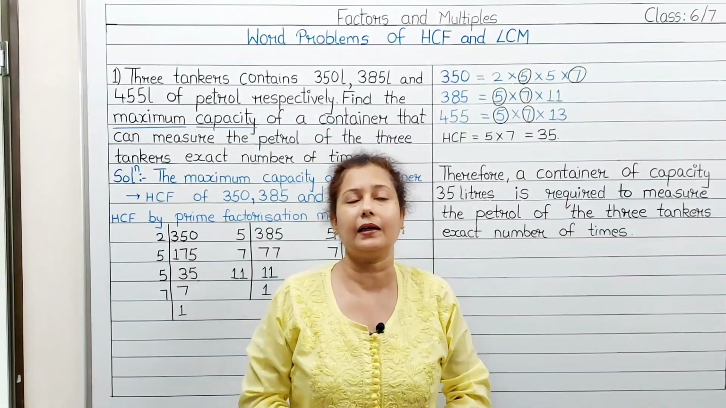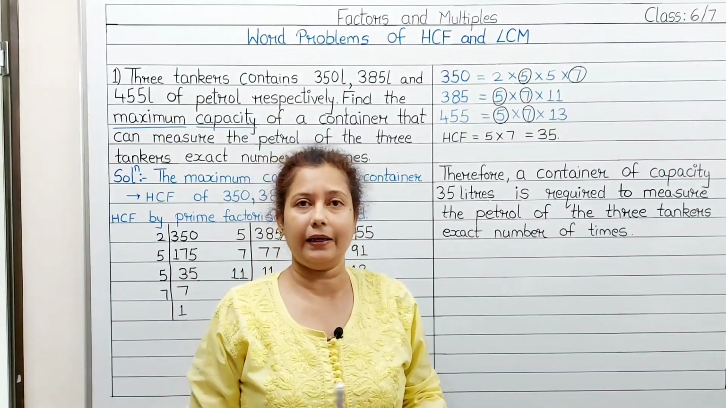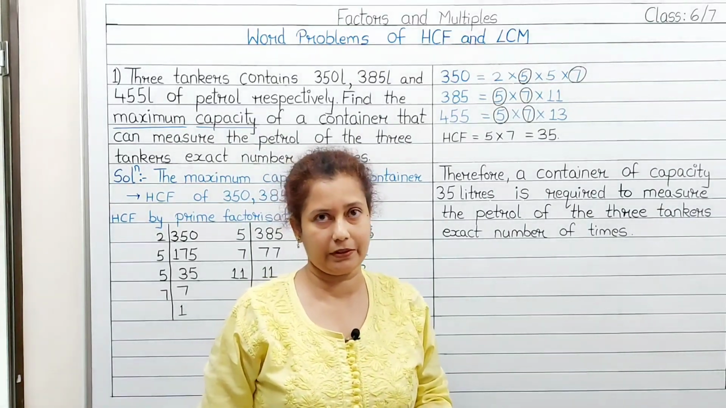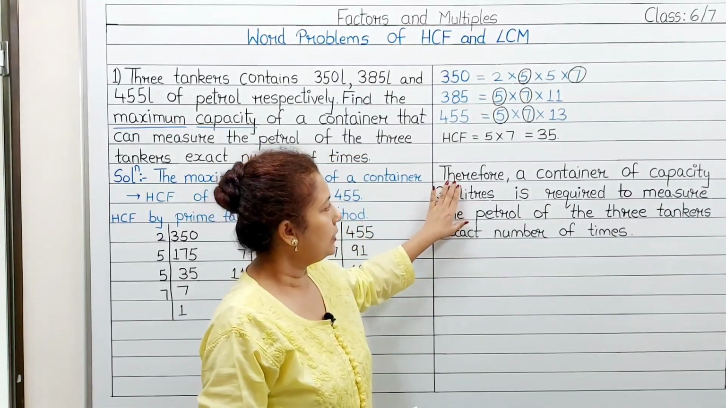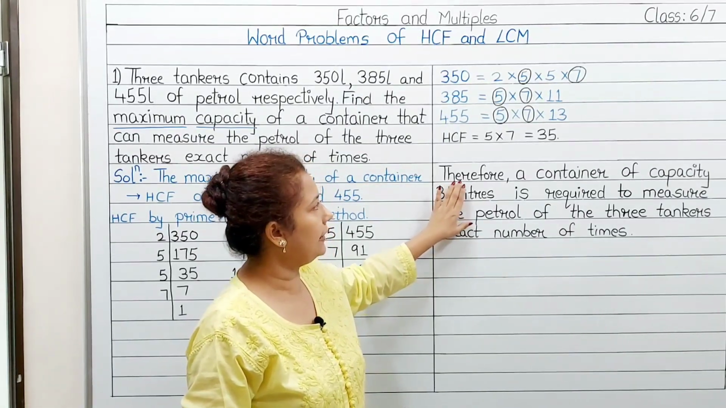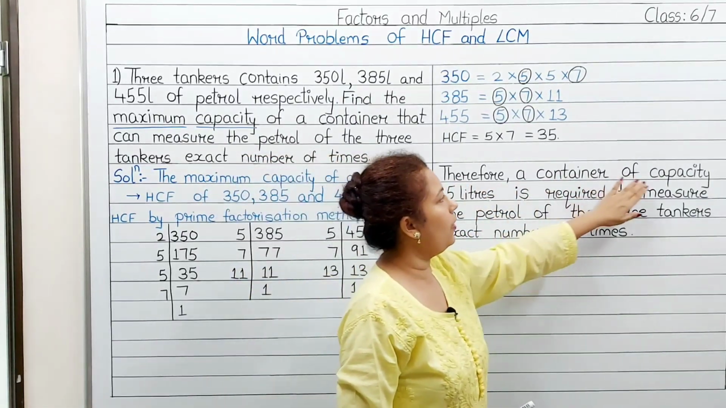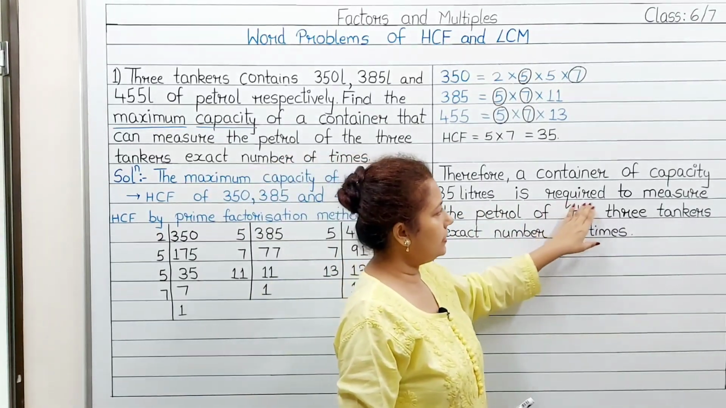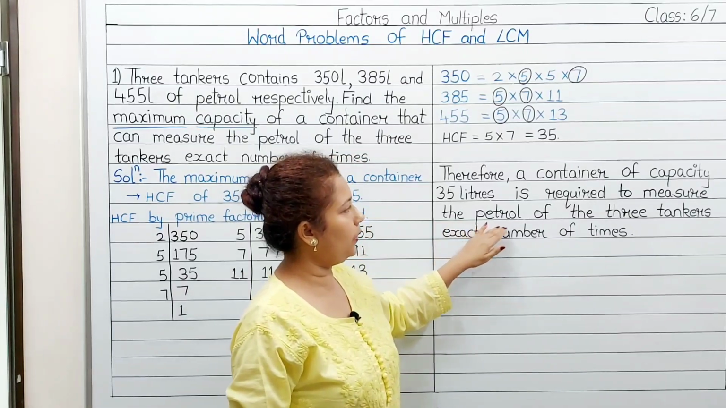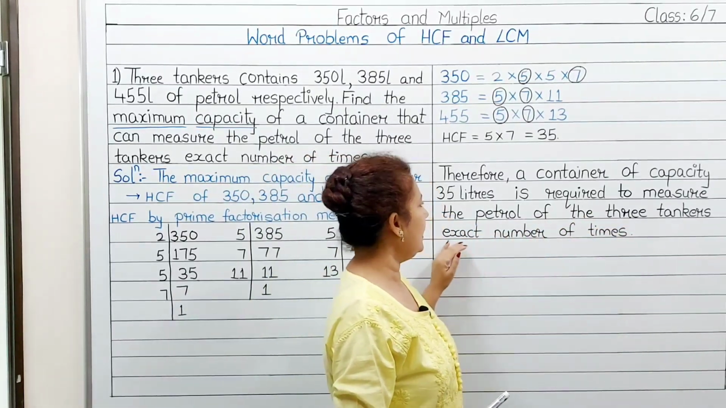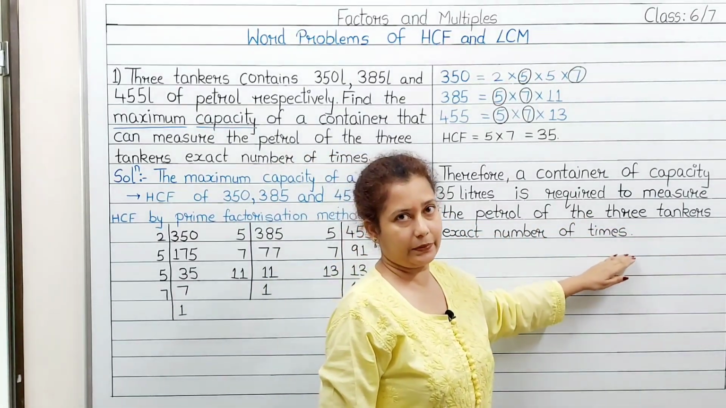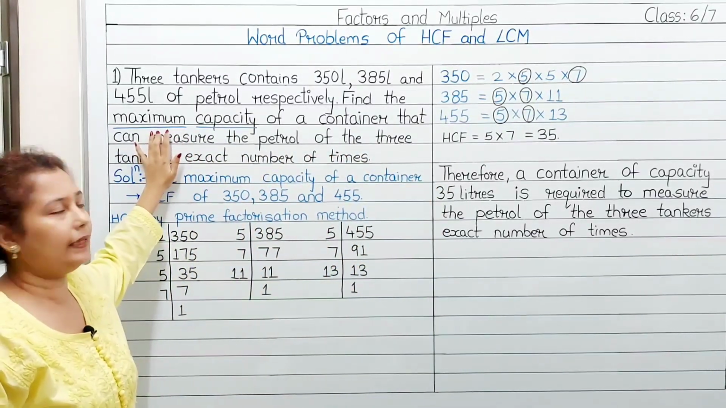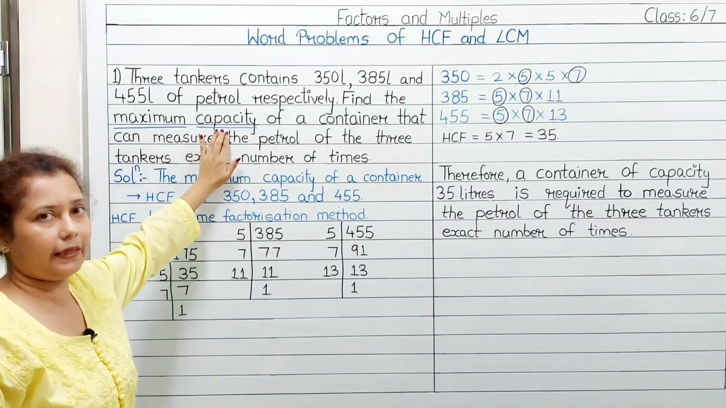I am not going into much detail to find out the HCF because I have already explained that in my previous videos. So last we will write the sentence: therefore, a container of capacity 35 liters is required to measure the petrol of the 3 tankers exact number of times. So how did we understand that we are supposed to find HCF? From the words maximum capacity.